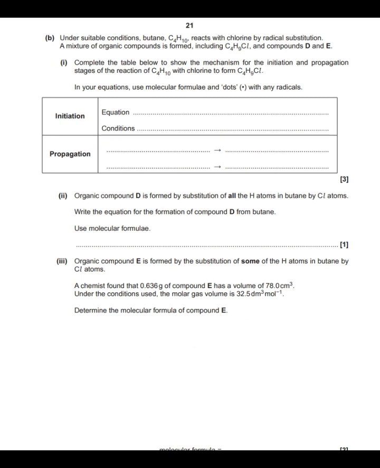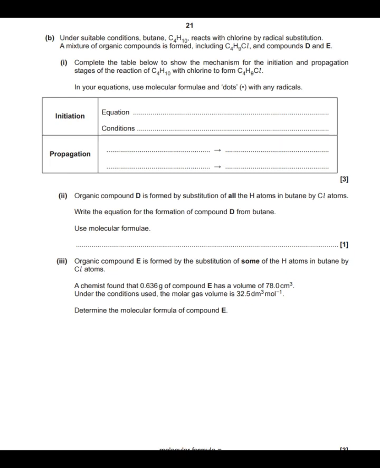I think this is the last question in the paper. So under suitable conditions, butane reacts with chlorine by radical substitution. A mixture of organic compounds is formed, including C4H9Cl and compounds D and E. Complete the table below to show the mechanism for the initiation and propagation.